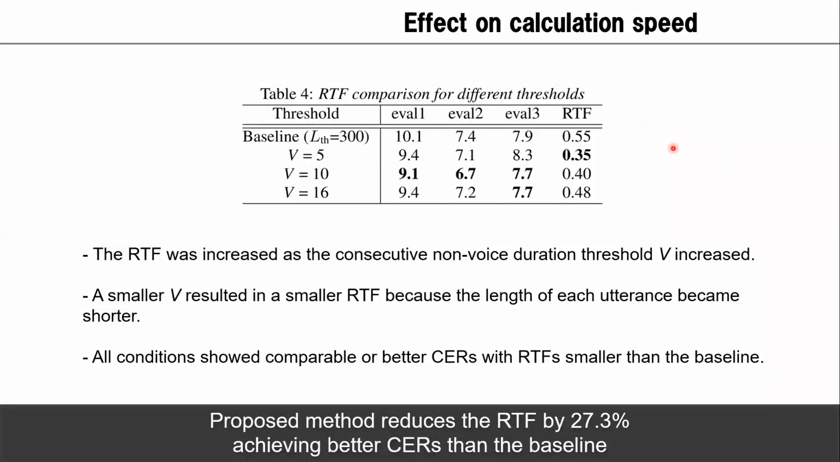Finally, we measured real-time factors. This table shows the CERs and RTFs for different consecutive non-voice segments threshold V in the proposed method. When V equals to 10, the proposed method shows the best performance in terms of CER, achieving a smaller real-time factor than the baseline, because the proposed method discards non-voice segments. The real-time factor is reduced by resetting long hidden state history when VAD branch detects non-voice segments. Therefore, the proposed method reduced the real-time factor by 27.3%, achieving better CERs than the baseline.